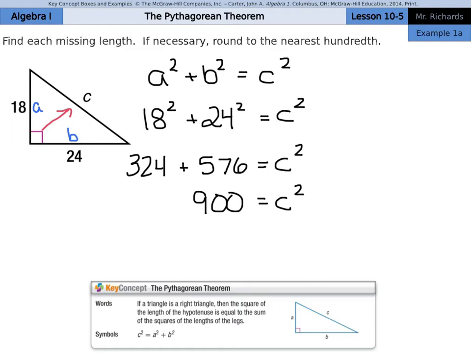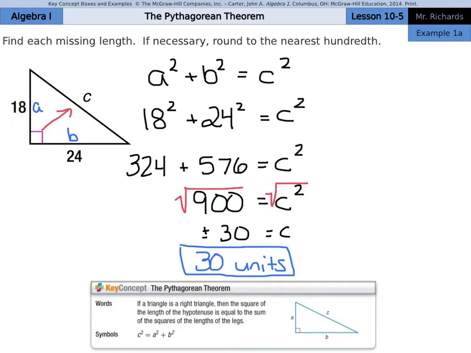Now to solve this, we need to take the square root of both sides. The square root of 900 is plus or minus 30 equals c. Of course, since we're dealing with lengths here, we're not going to have the negative measurement. So our answer is simply 30 units. Again, we do not need to use the negative here. It's distance, so it's going to be positive.